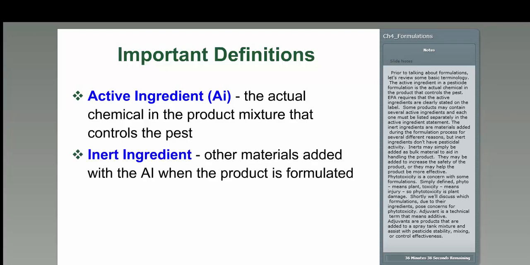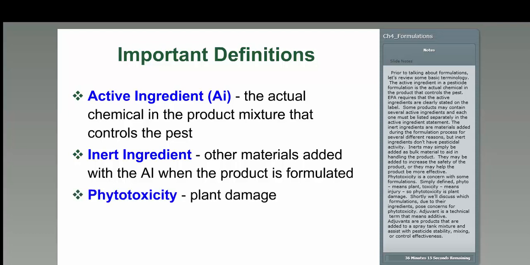The inert ingredients are materials added during the formulation process for several different reasons. But inert ingredients don't have pesticidal activity. Inerts may simply be added as bulk material to aid in handling the product. They may be added to increase the safety of the product, or they may help the product be more effective.